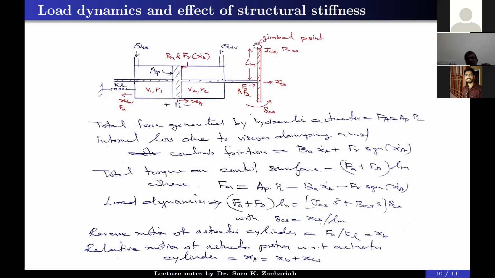Similarly, BCS is the viscous damping coefficient, and the moment arm of the piston rod with respect to the gimbal point is LM. The forward displacement of the control surface, if you take it as linear displacement at the connection point, is XS, which leads to a deflection of the control surface with respect to the gimbal point. And this relation: delta CS is equal to XCS divided by LM. And the force acting on the control surface has two components. One is due to the actuator force Fa, another is an external disturbance force.